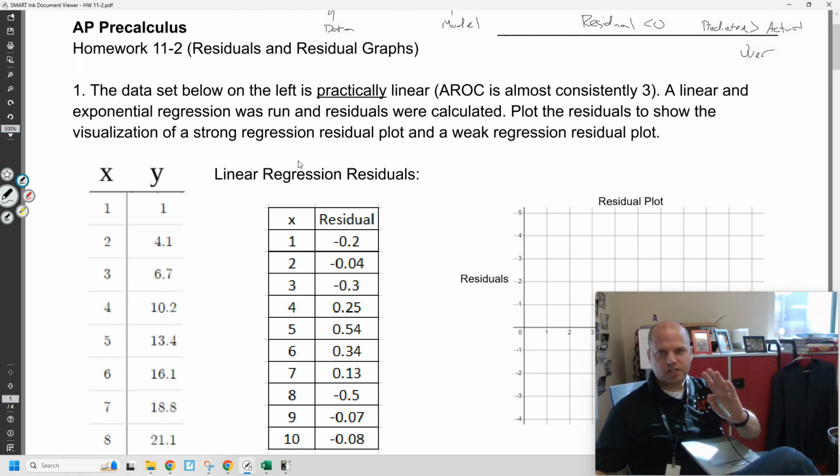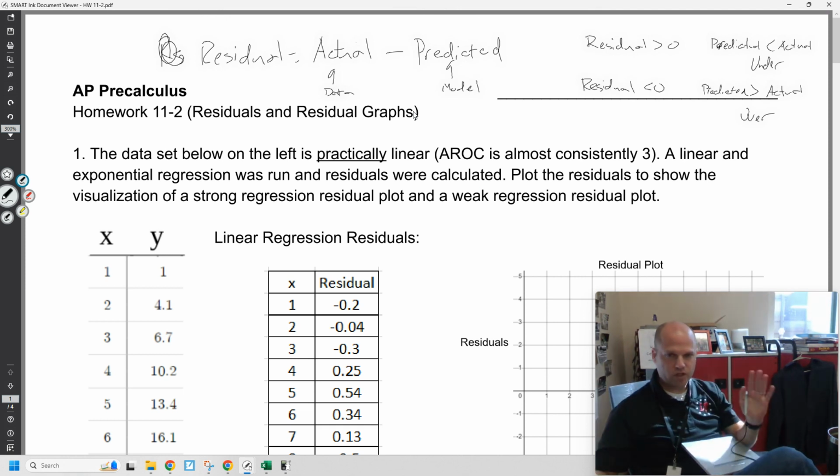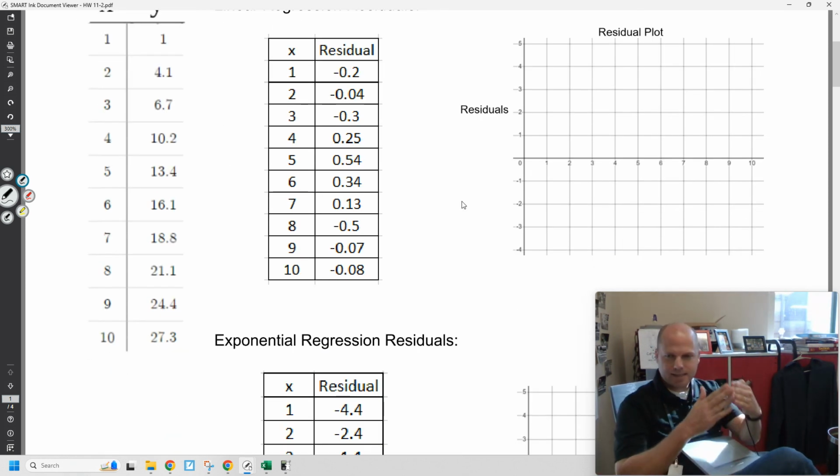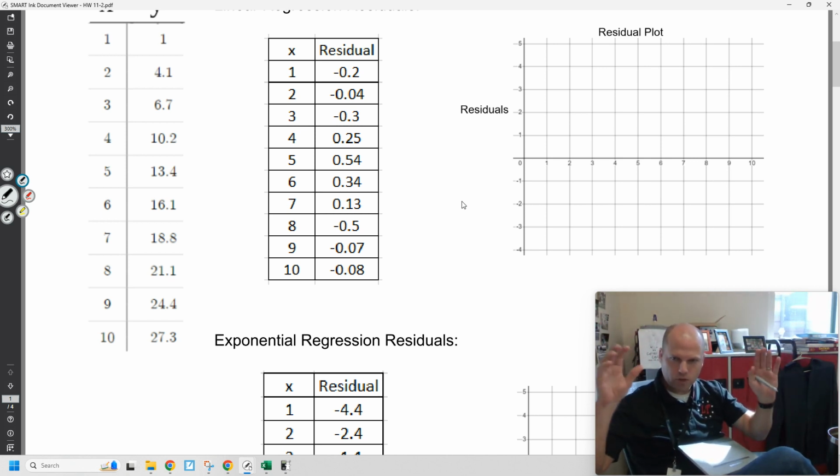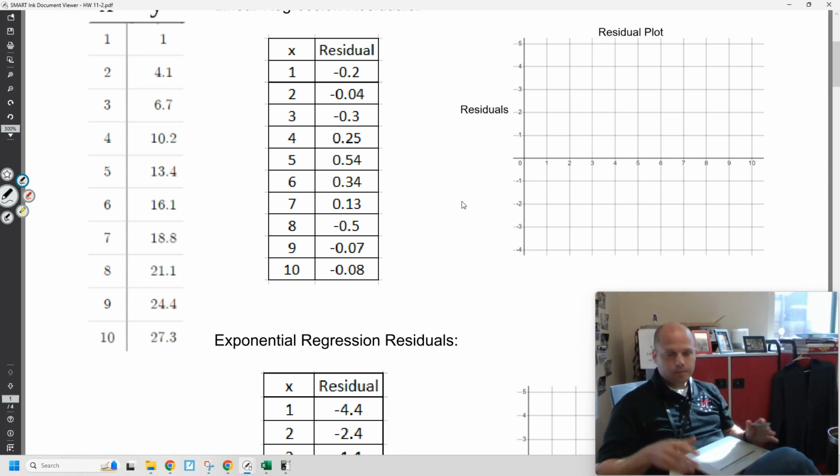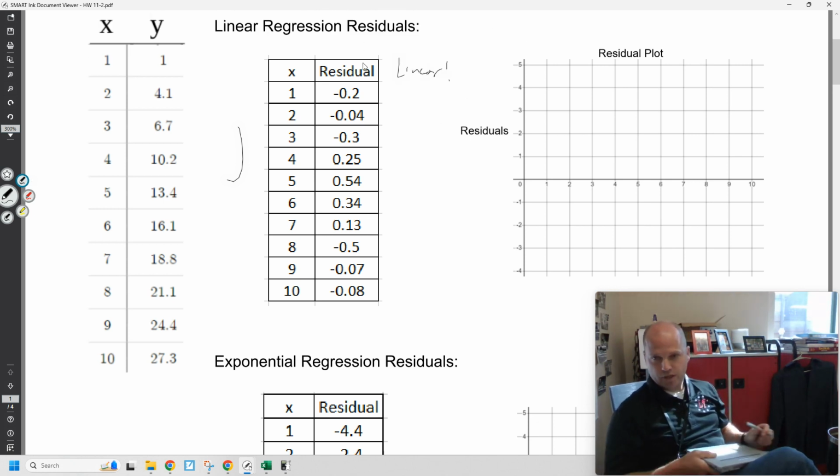The other part to this lesson, besides over and under approximations and residuals, is how residual plots help you understand which model looks good. This is the residual plot for our linear regression. Here are the residuals. These should be 0.1, 0.2, 0.3, 0.4. I don't know why they don't show up, but whatever. This is going to be the winner because we know this is practically linear.